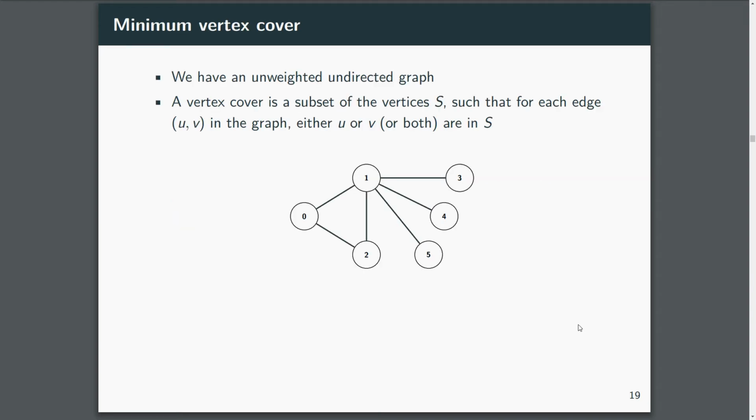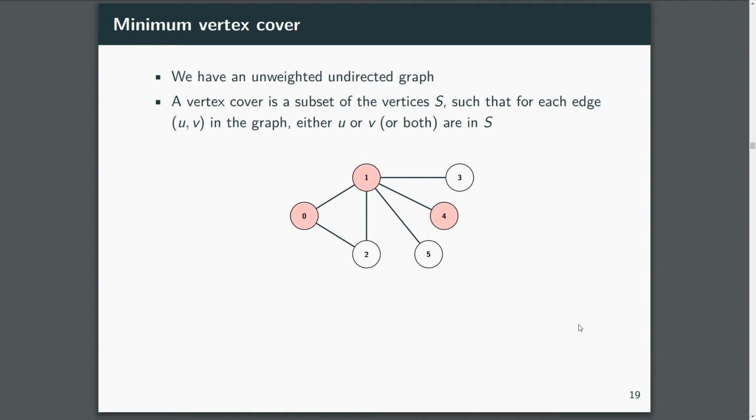So we have the minimum vertex cover problem. If you have an unweighted, undirected graph, then what we want to find is a subset of the vertices S such that for each edge that we have, UV, either U or V is in this set. And I think a picture makes this a lot clearer.